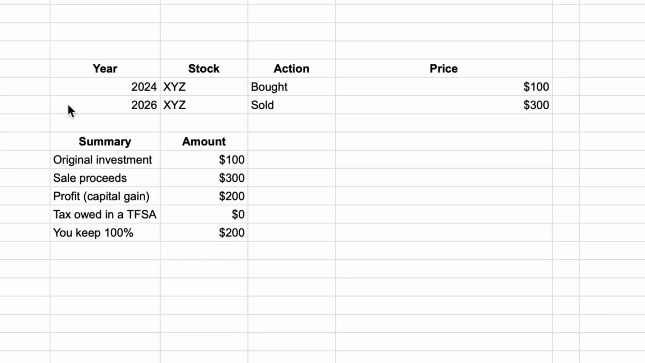Assuming you bought XYZ stock in your TFSA for $100 in 2024. 2 years later, you sell it for $300. Your profit is $200. Because you bought and sold the stock within your TFSA, you get to keep 100% of that $200 profit without paying any tax on the capital gain.